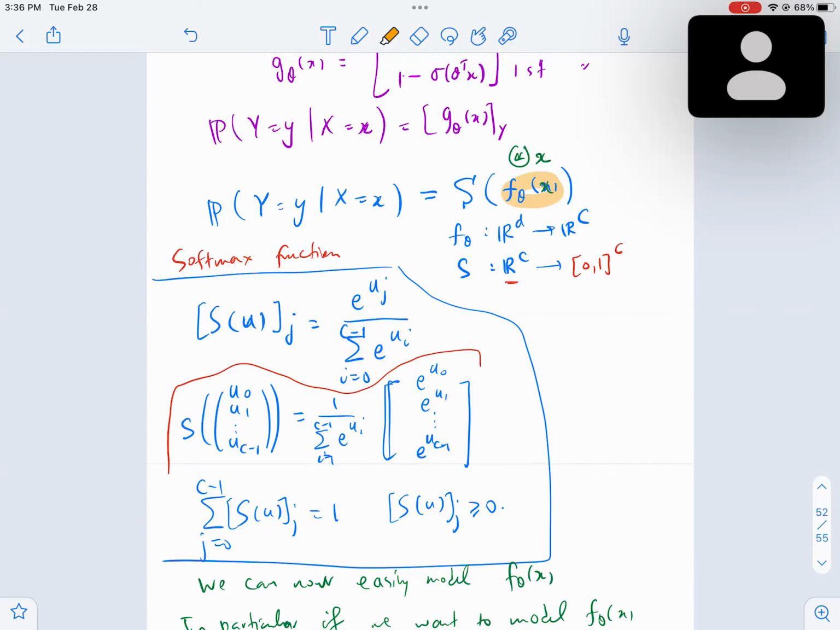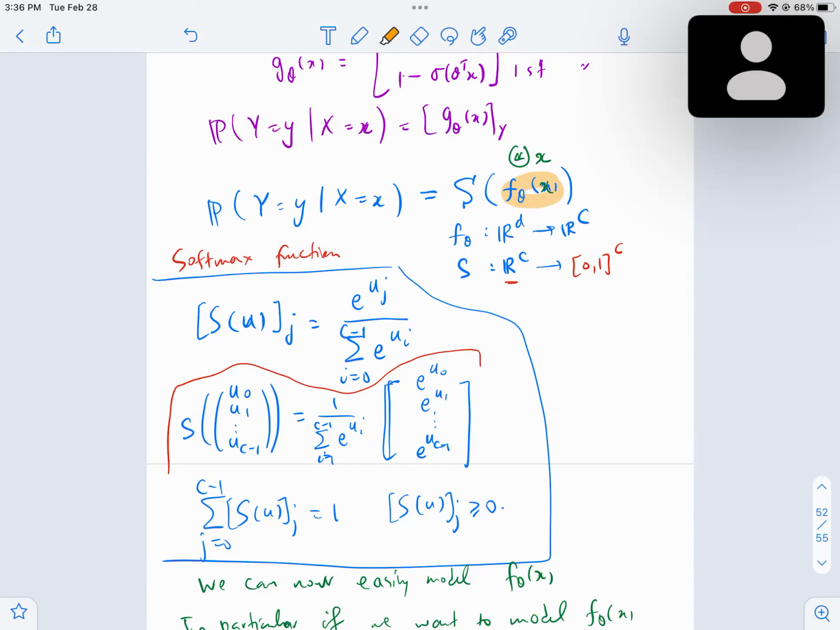What it does is that it takes a vector of real-valued entries, raises each component to an exponent, and then divides by the sum. So this is guaranteed to create a probability vector, a vector that has non-negative entries. It's actually strictly positive entries that sum to 1.